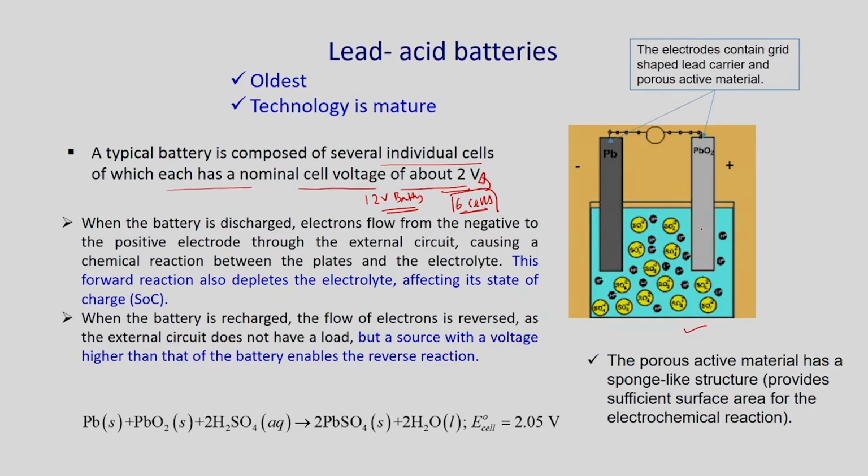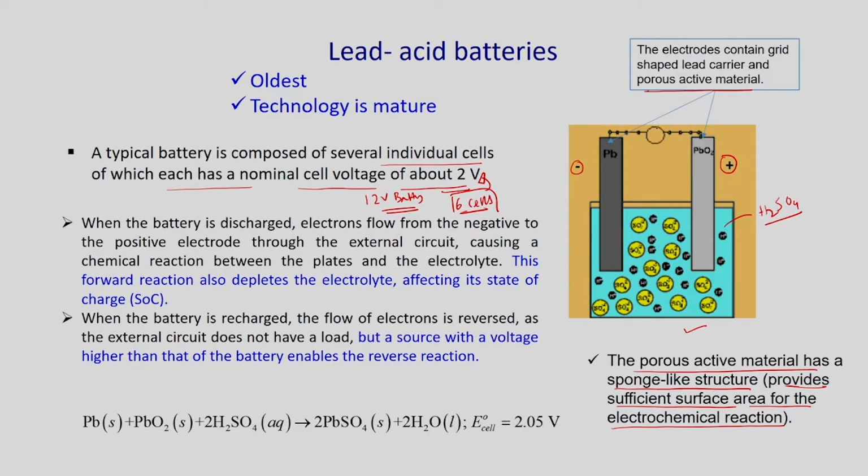Okay. So for a cell it works something like this. Two metal electrodes will be there and electrolyte will be there. The electrolyte is nothing but diluted sulfuric acid, and the electrode contains a grid shaped lead carrier and porous active material. This porous active material has a sponge like structure which provides sufficient surface area for the electrochemical reaction. Normally Pb in one electrode is negative, and PbO2, lead oxide, is positive.